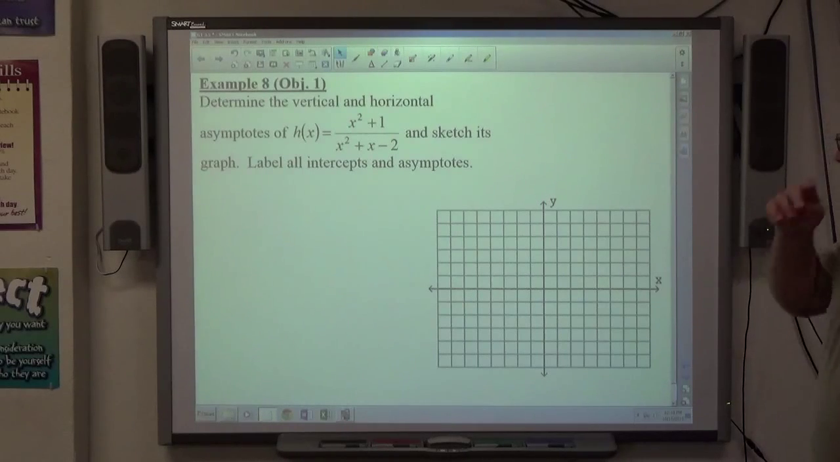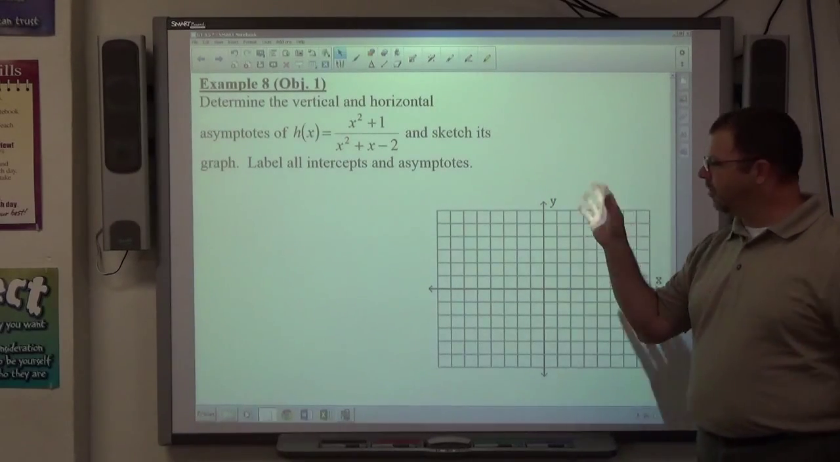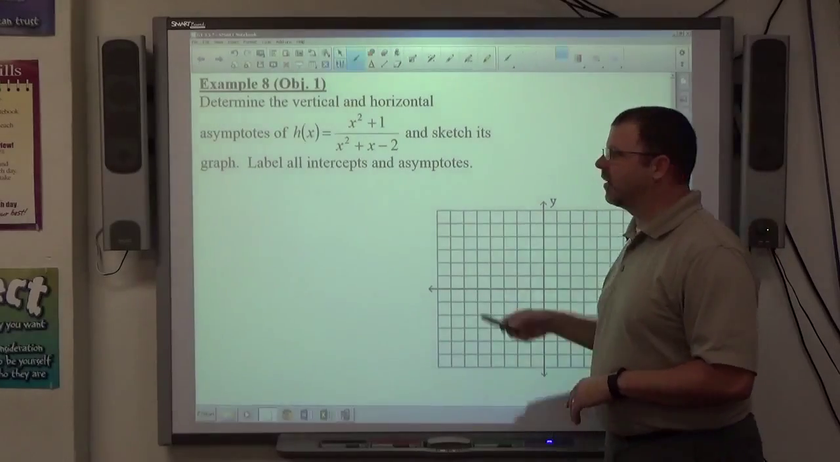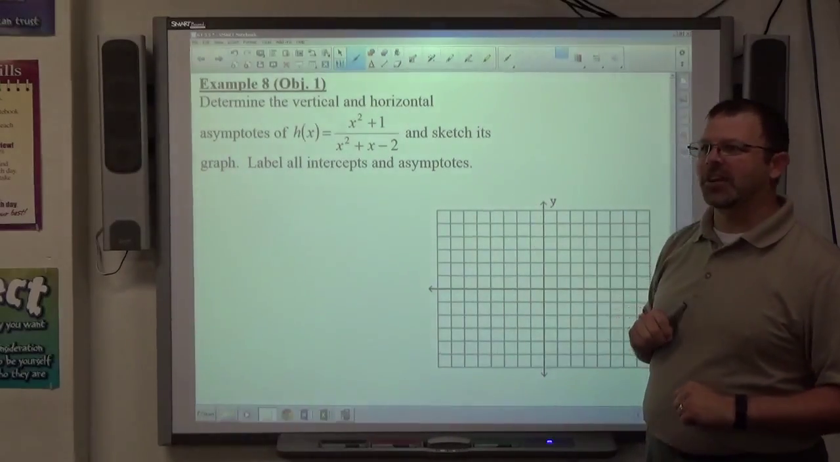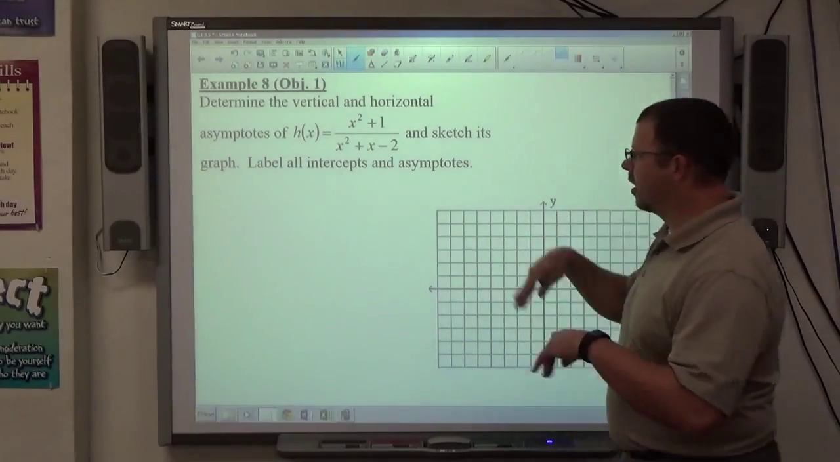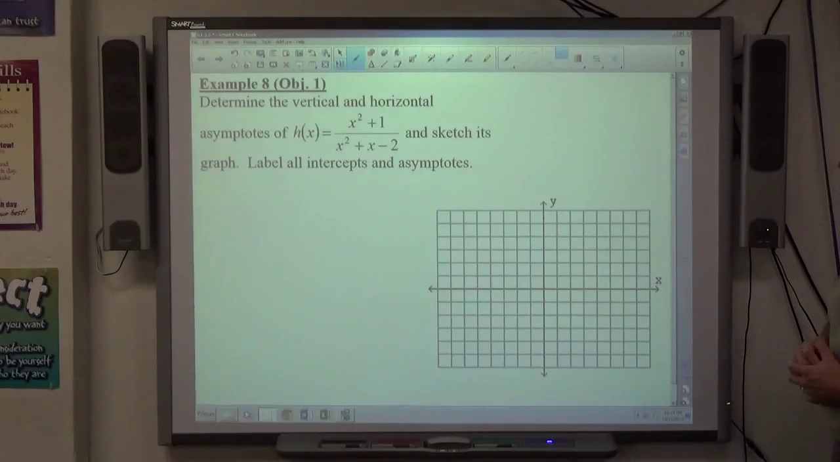Example 8. Determine the vertical and horizontal asymptotes of h of x equals x squared plus 1 over x squared plus x minus 2. Sketch this graph, label all intercepts and asymptotes. On the last video, if anybody's watching both videos, I forgot to label the intercept. I'll try not to forget that this time. But always label intercepts and asymptotes if they ask you to do that.